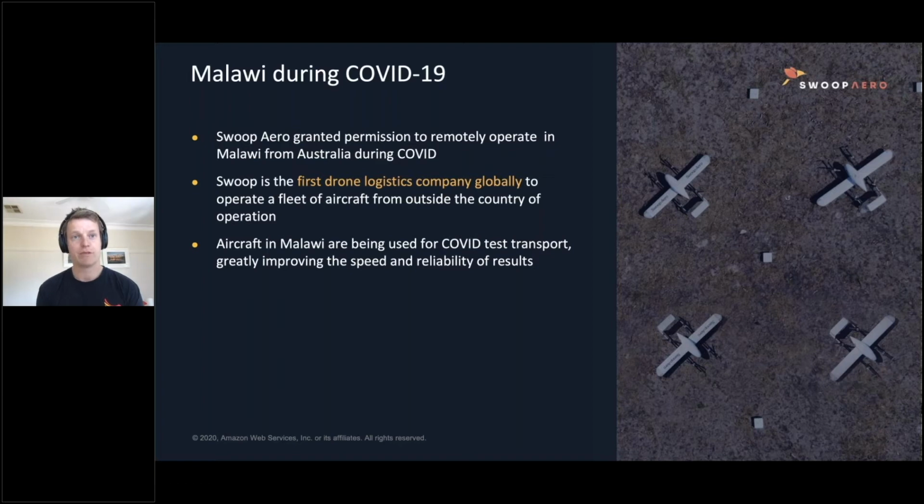Fortunately, we had our Swoop Aero local Malawi staff who were able to continue operations as hub operators. The Malawi Department of Civil Aviation granted us the approval to pilot the drones from outside of the country. This made Swoop Aero the first drone logistics company globally to operate a fleet of aircraft from outside the country of operations. That network has continued to operate throughout COVID, and the aircraft in Malawi are now being used to transport COVID test samples to greatly improve the speed and reliability of moving test results around.